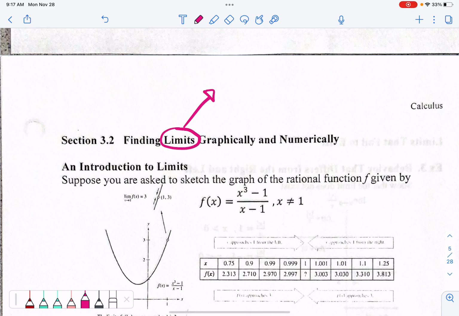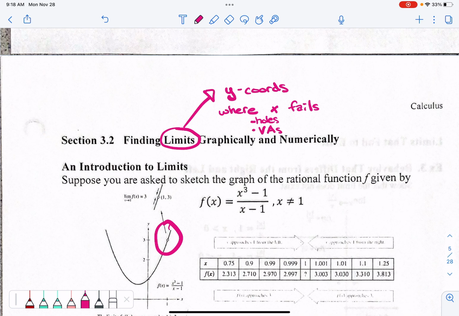A limit is basically finding a y-coordinate. So you're looking for y-coordinates is all you're doing, okay? Now, we're looking for y-coordinates specifically where funny business happens. So where the x fails, I'm going to say, okay? And the x fails at places where holes happen, or vertical asymptotes happen. So what we're saying is, okay, we know that there's a hole at this point, but if there wasn't, what would the y-coordinate have been? Or we know there's a vertical asymptote here, but if there wasn't, what would it have been?